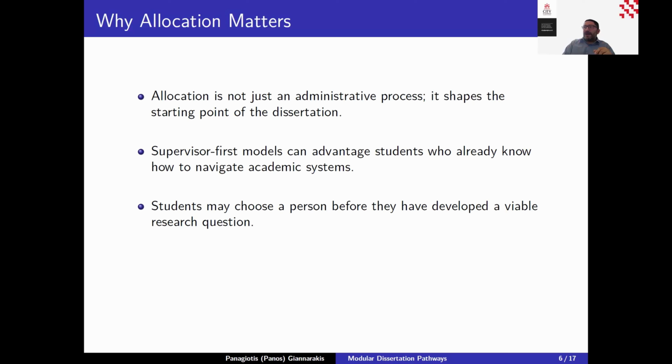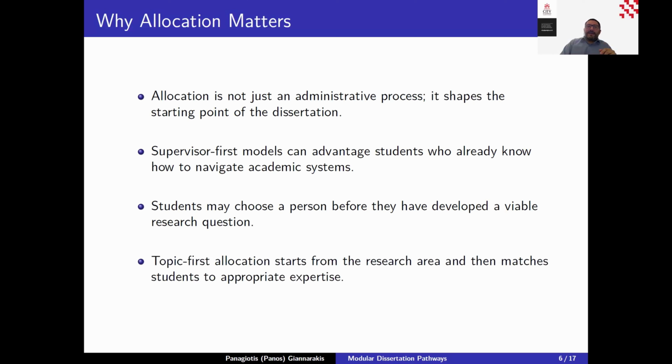Anecdotally, I have evidence from other departments where they have used this system and it has created problems, as I said, in terms of students complaining that they didn't find the right fit, and also for the staff.